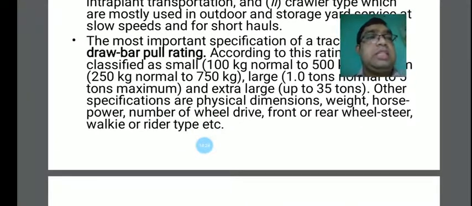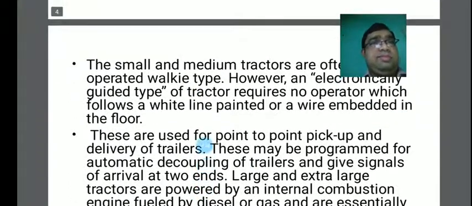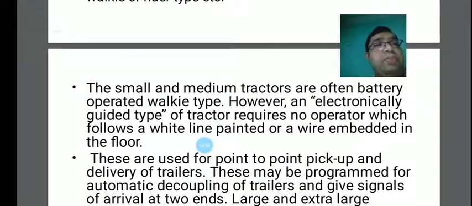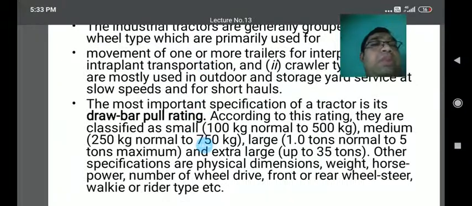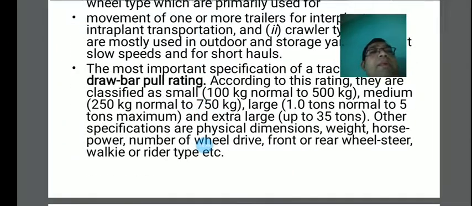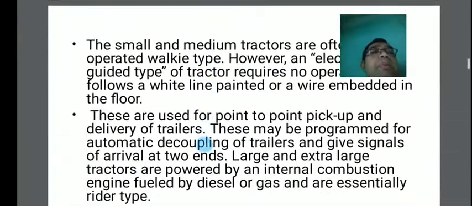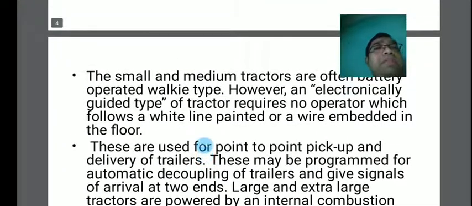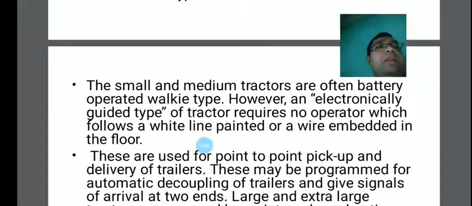Another thing is that small and medium tractors are often battery operated. Small and medium are concentrated at 100 kg to 500 kg and 250 kg to 750 kg respectively, and this is the weight that will be transferred. The small and medium tractors are often battery operated, and walkie types are also available.